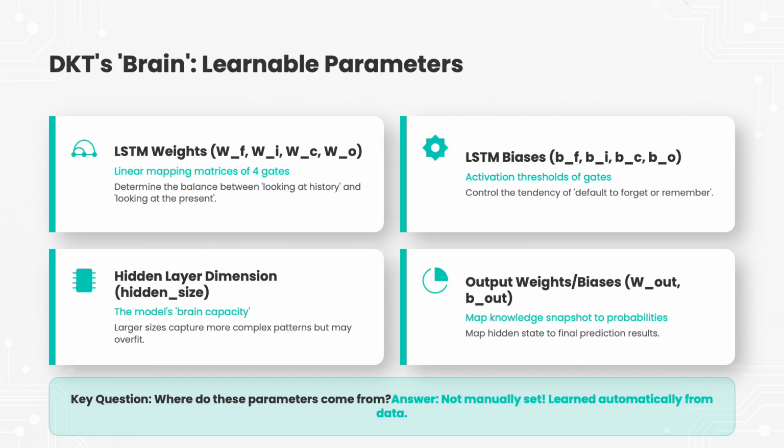So, what exactly is DKT learning when we train it? It's learning a set of parameters or weights that define how the model processes information. These include the weights for the LSTM gates, which determine how much to remember or forget, and the output weights, which map the knowledge snapshot to a final probability. The size of the hidden layer is like the model's brain capacity. And importantly, none of these are set by hand. They are all learned from data.